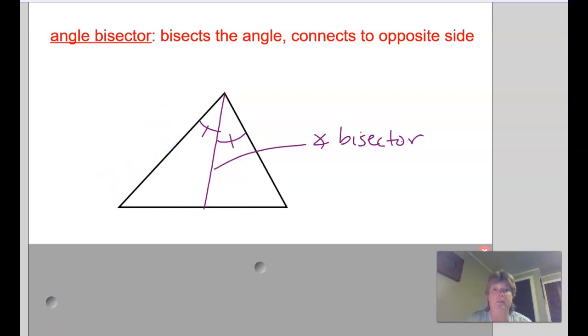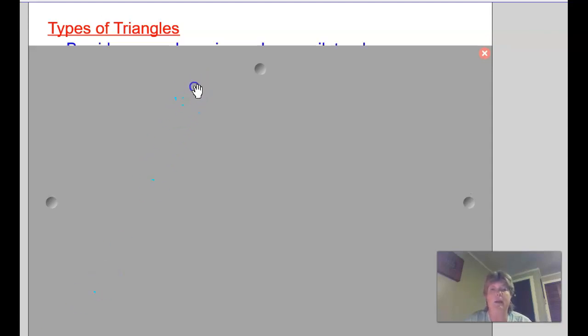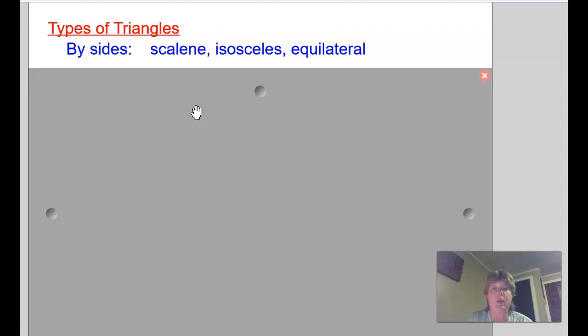The other thing I want to talk about is types of triangles. We typically classify triangles in two ways. One way is according to their sides. When we do this, we're talking about how many sides of the triangle are congruent. If none of the sides are congruent, in other words, if all of the sides of the triangle are different lengths, that's a scalene triangle. There's really nothing special about a scalene triangle, so we don't talk about those that much because there's not much to talk about with them.